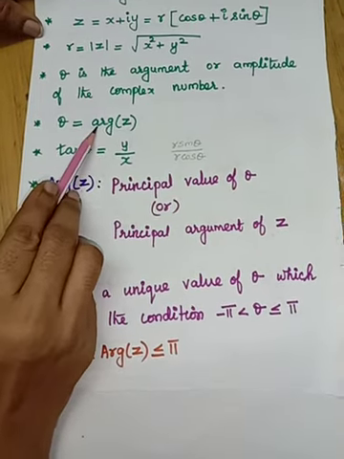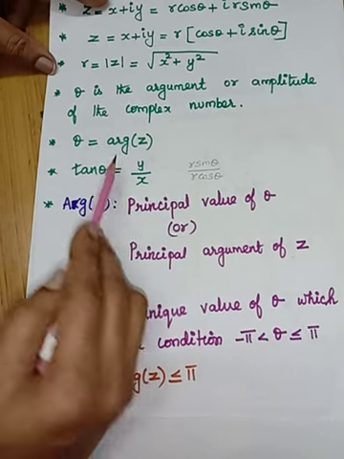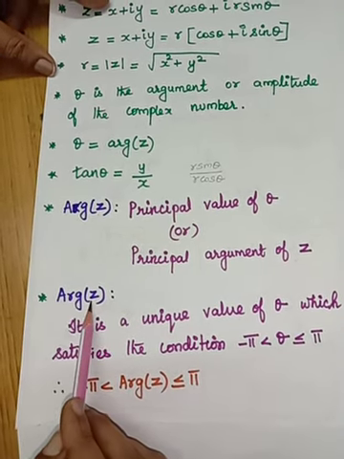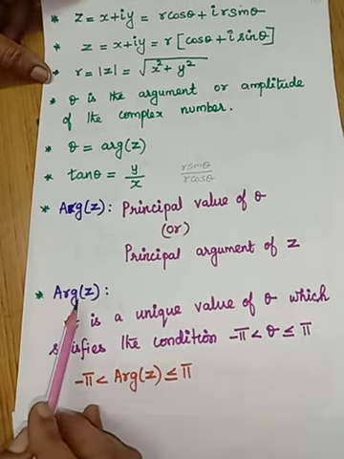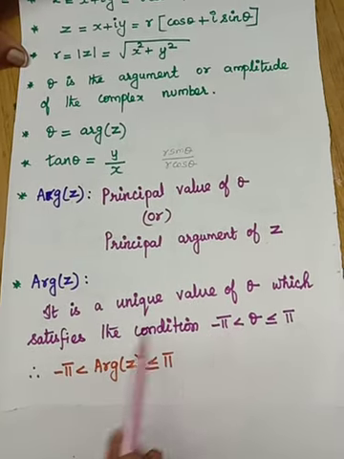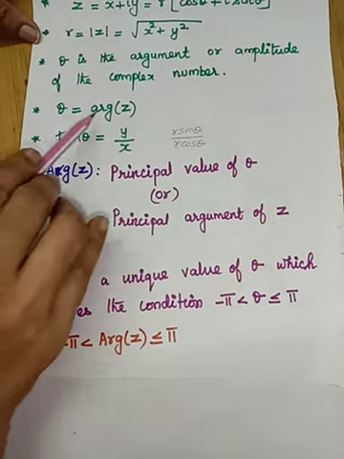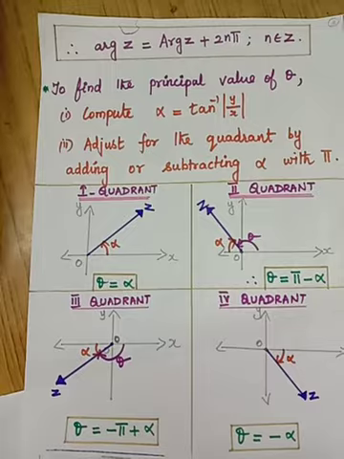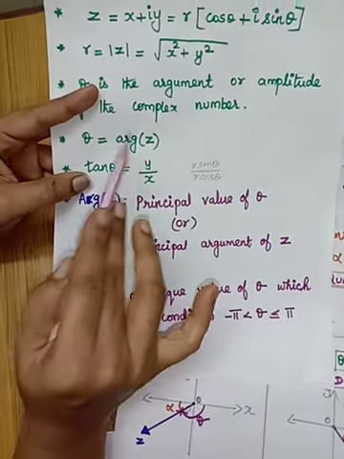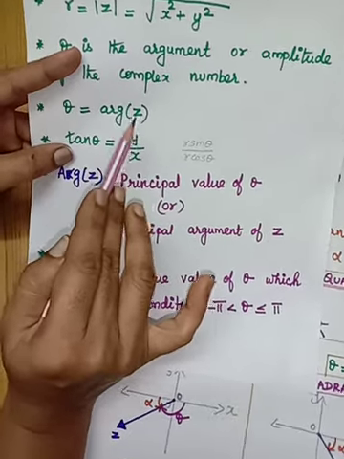Okay, you see that this argument of z has infinitely many values. But this capital Arg z is nothing but the principal argument of z, that is the principal value. It is a unique value that satisfies the condition minus pi less than theta less than or equal to pi. What is the relation among them? The argument of z, as I said, has infinitely many values. How are those values obtained? By adding a multiple of 2 pi to theta.